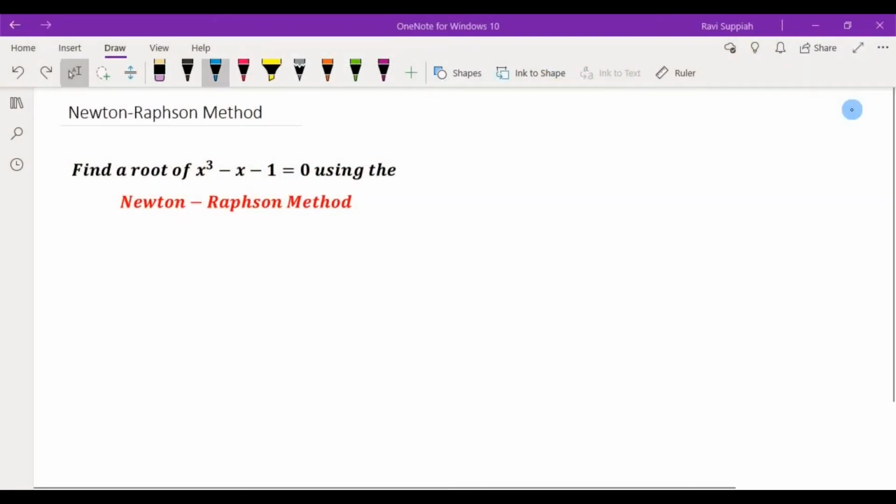Hi, in this video we'll be looking at the Newton-Raphson method and how we can use it to solve for the root of an equation. Now, what exactly is the Newton-Raphson method?